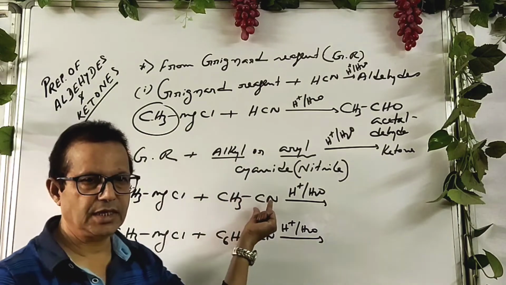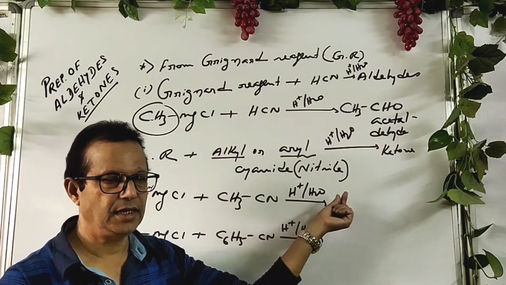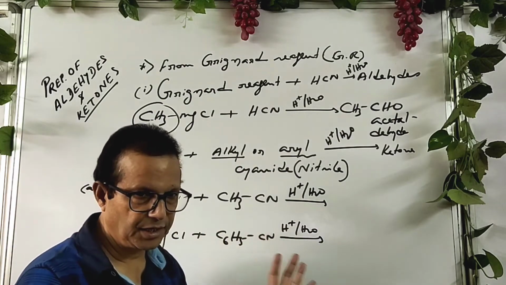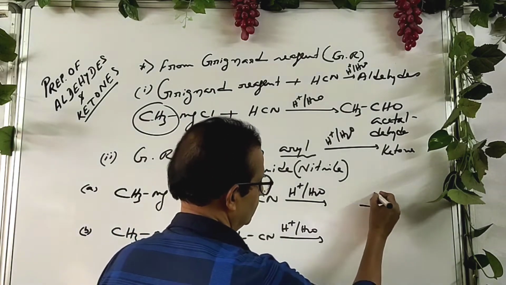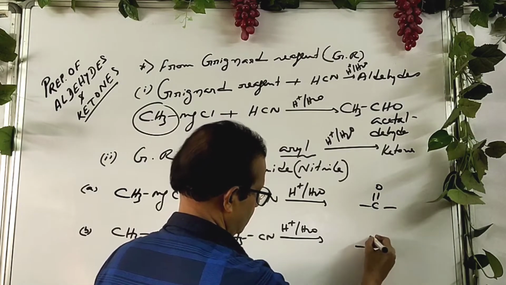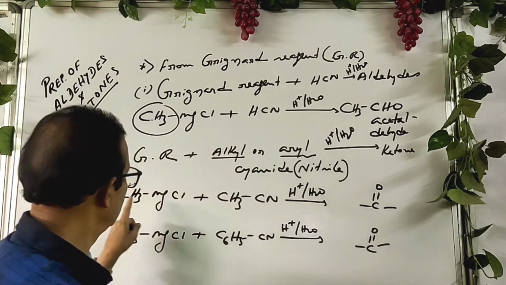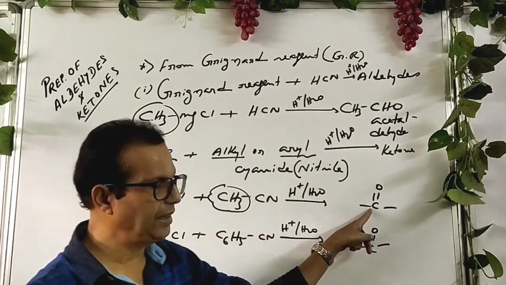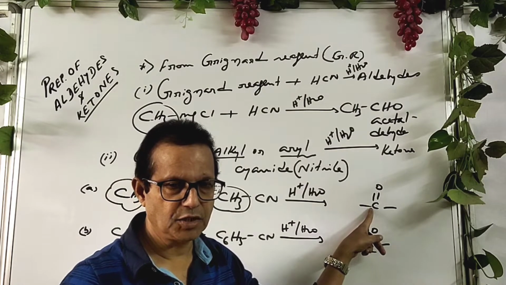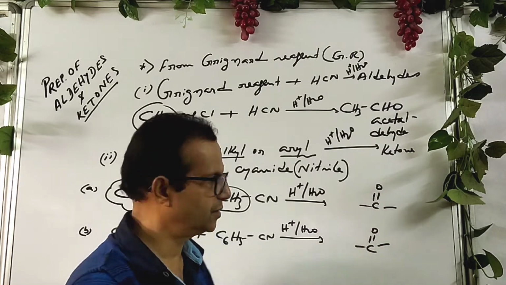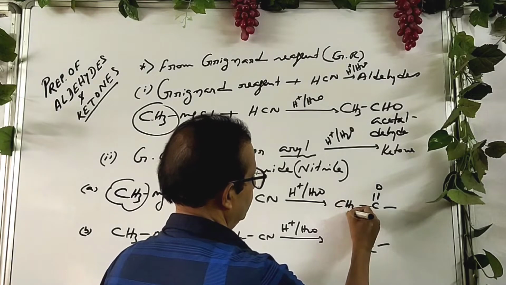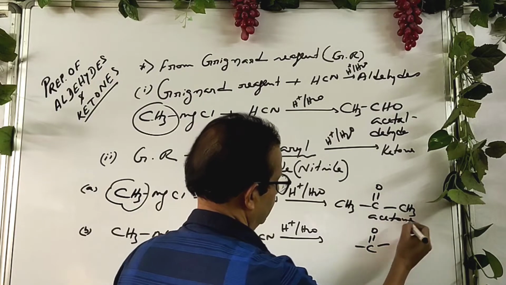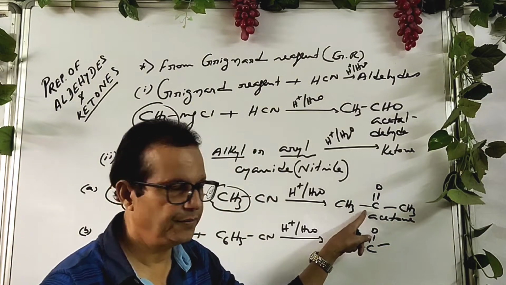So you see, this is alkyl cyanide or nitrile. This is aryl. This is a benzene ring actually. Write the keto group. To fulfill the tetravalency of carbon, just put methyl group on both sides. You get acetone.